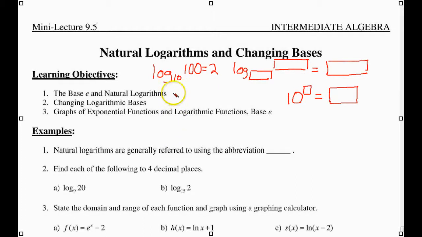As we start on topic 5 of chapter 9, we only have one topic left after this in our course. I'm going into a little bit of a review mode.